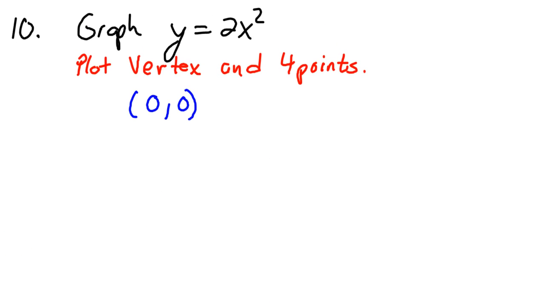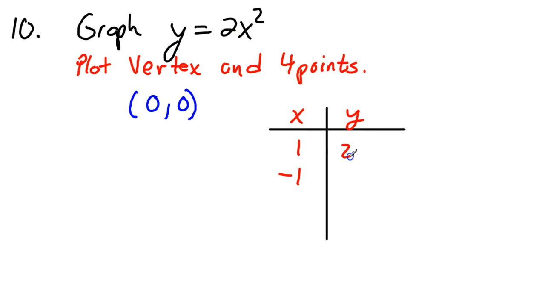And to get your points, they say 4 points. You really only need 2, because if you move 1 space to the right, that's going to be the same answer as if you move 1 space to the left. Because if you plug in 1, it's 2 times 1 squared. 1 squared is 1, so that's just 2 times 1, which would be 2. If you plug in -1, it's still the same thing. So it's also 2. So there's your first ordered pairs. You got 1, 2.